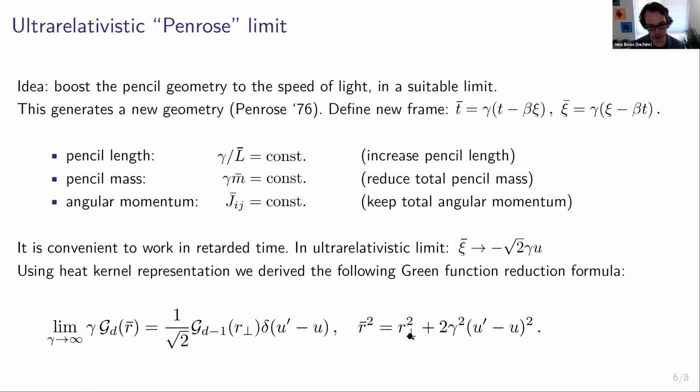Here you see how this looks. This is just an orthogonal sum of the perpendicular space and the distance in these retarded times. And of course, because of this gamma, they also pick up a gamma squared. But the remarkable property is that you can write this limit, which looks very singular, using this heat kernel representation as a very simple thing. It's just a d-1 dimensional Green function of the transverse space multiplied by a delta function in the retarded time. That makes everything simple, and it makes these integrals that we initially had collapse.